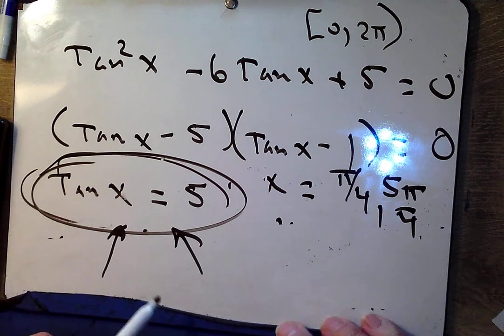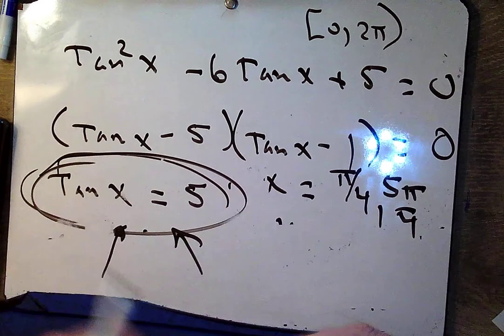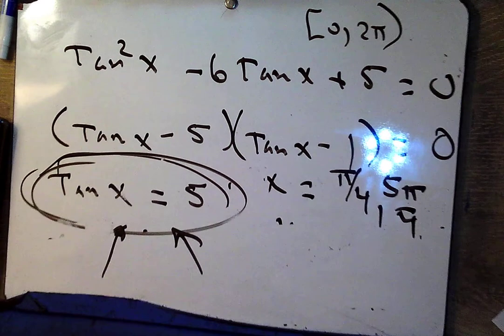Please make a note for yourself about this. Tangent can be equal to a number bigger than 1 or a number smaller than -1.